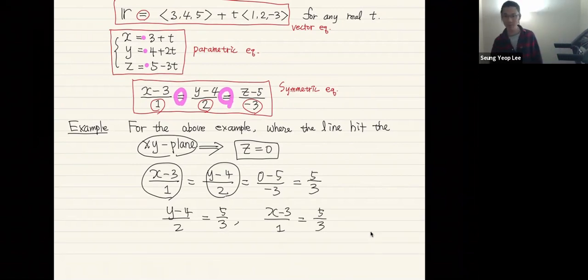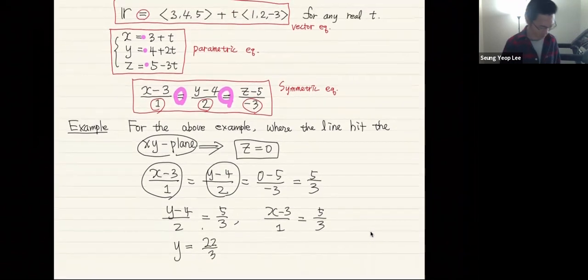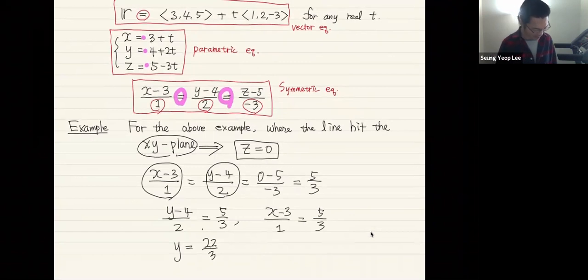So from the first equation, of course, you will get y. Let me skip the calculation. Okay, let's calculate it just quickly. You get 22 over 3. All right? And you can also find x by solving this equation. 14 over 3. I hope I'm right.